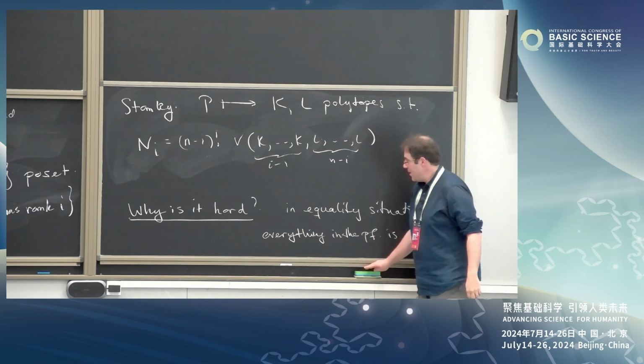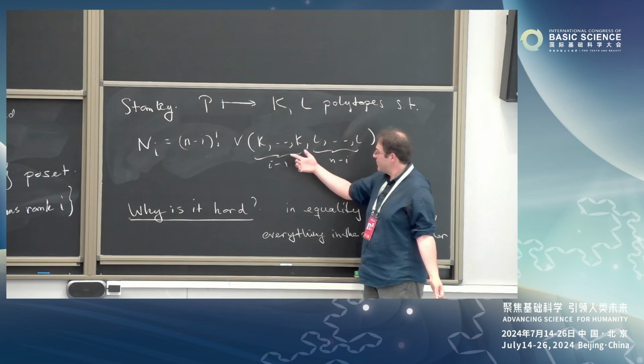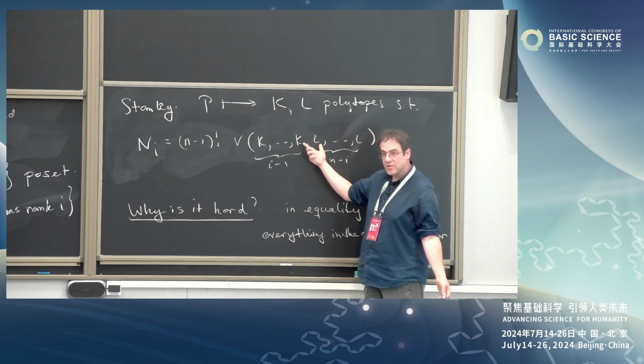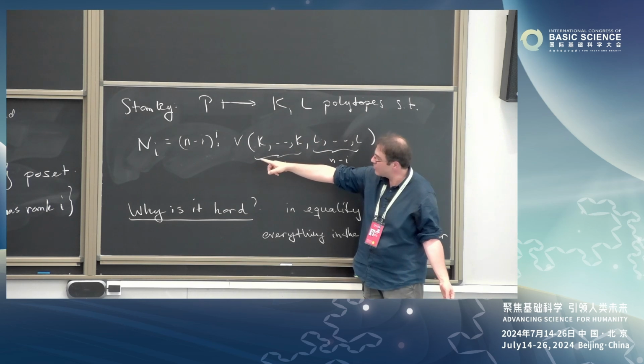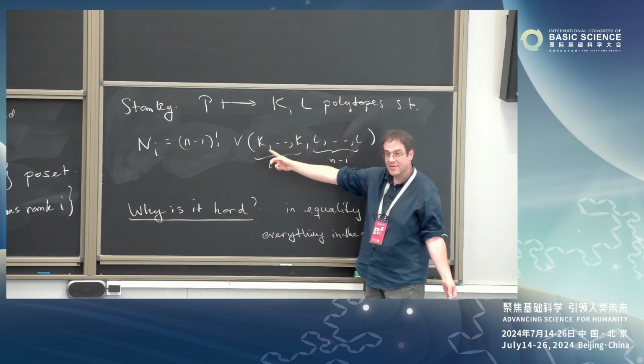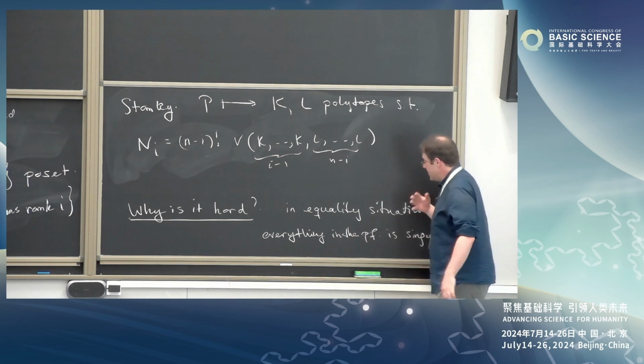Okay? And once you have this representation, then of course log-concavity is immediate from the Alexandrov-Fenchel inequality. Because if I replace KL by KK and LL, that's exactly taking i to i+1 or i-1. That proves log-concavity. And this was very influential.